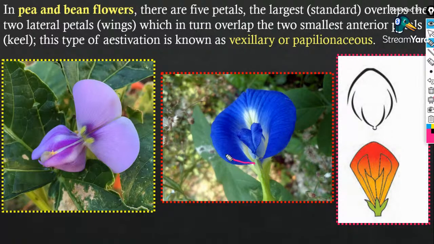Look, standard petal, wing petals, and below that you will find the keel, right? So you can definitely pluck out the petals of these flowers. These all come under the vexillary aestivation. Done?